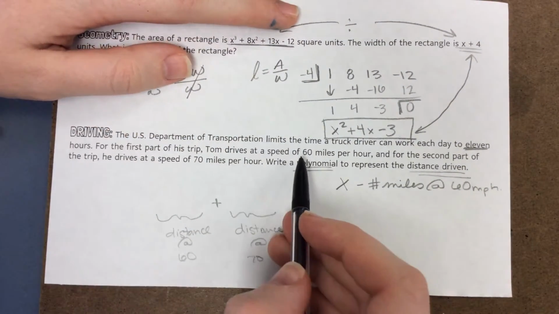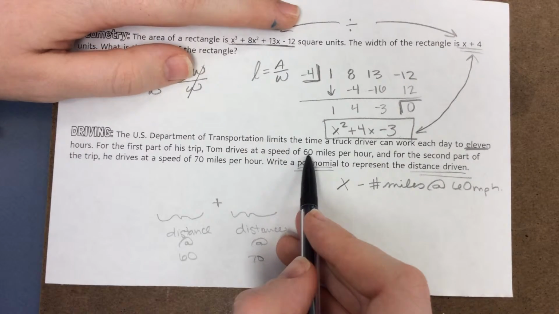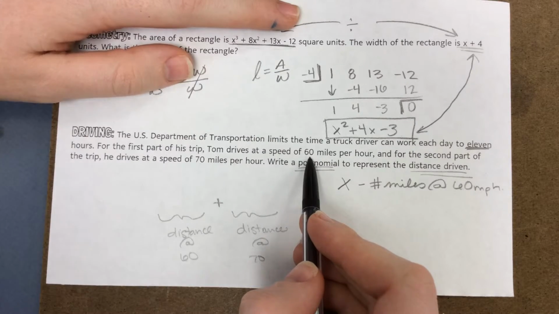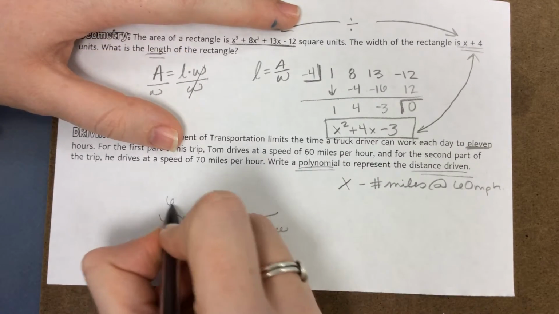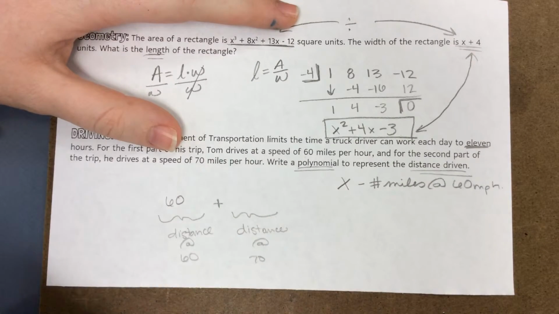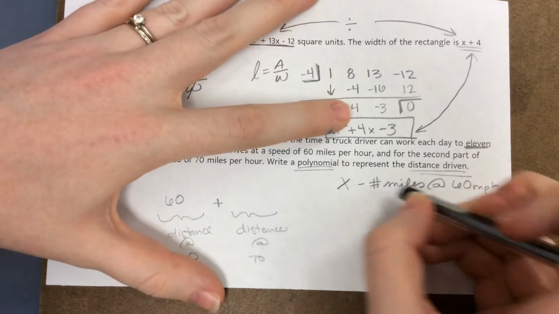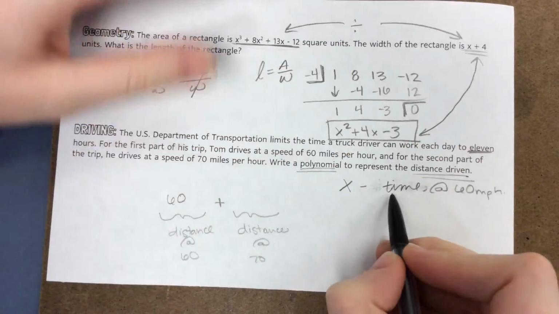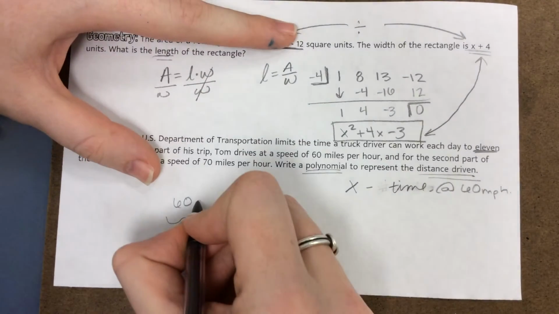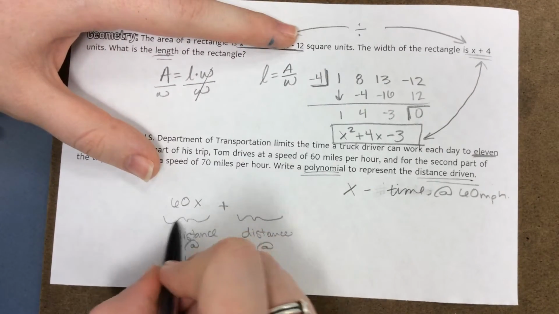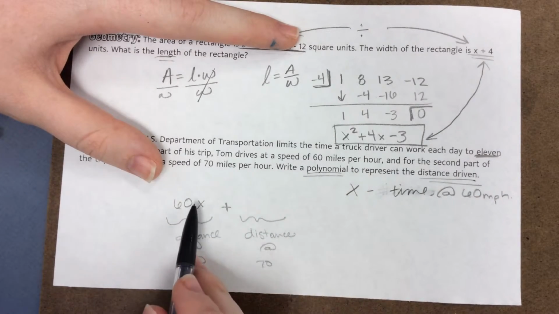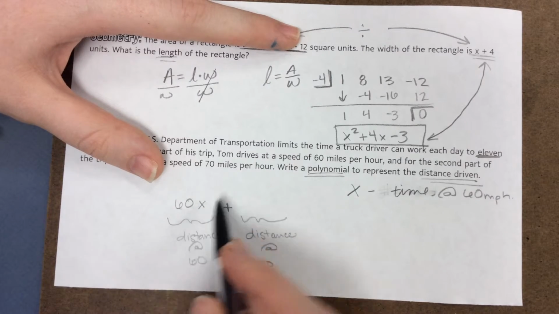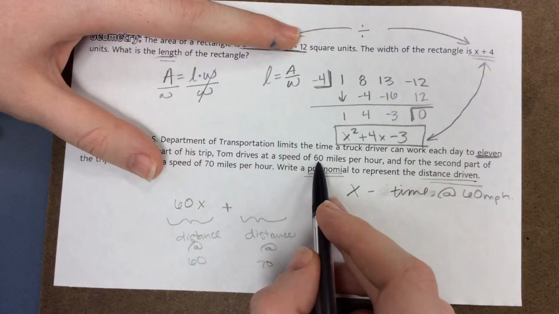To find the distance, you have to figure out the speed times how long he drives. If he drives at 60 miles per hour for just an hour, he's going to get 60 miles. So I'm going to multiply 60 times the, my bad, the number of hours he spent at 60. So we're going to do 60 times x. If he drives for 2 hours, the total distance is going to be 120. If he drives for 3 hours, the total distance is going to be 180. So that's going to represent the time he spends driving at 60.